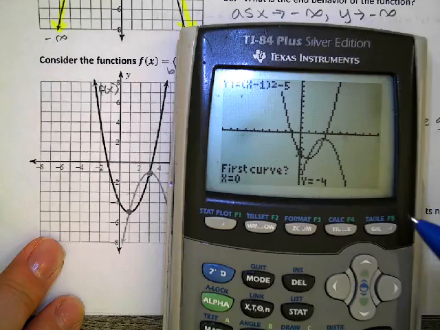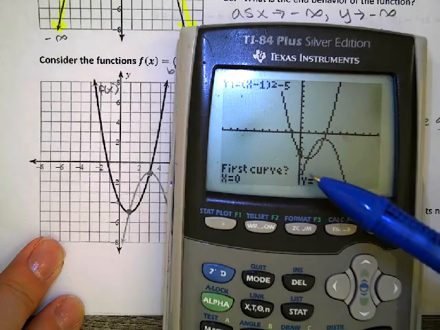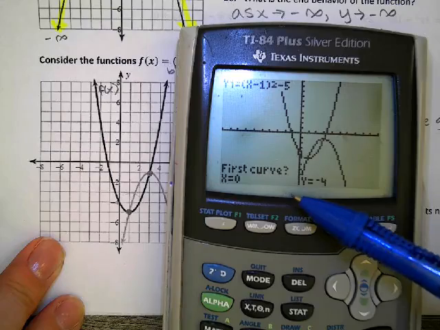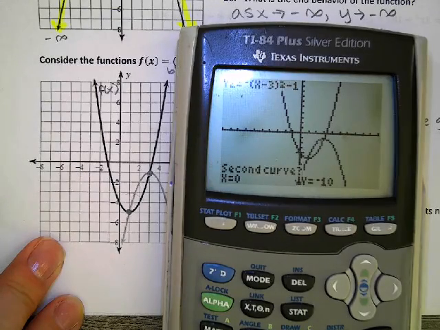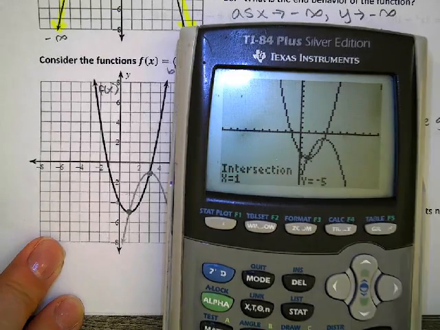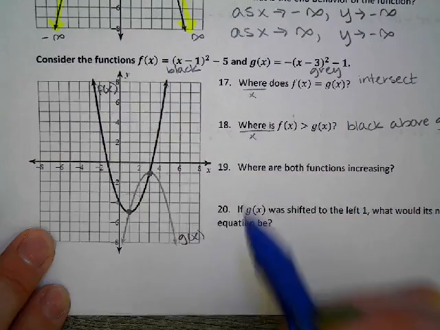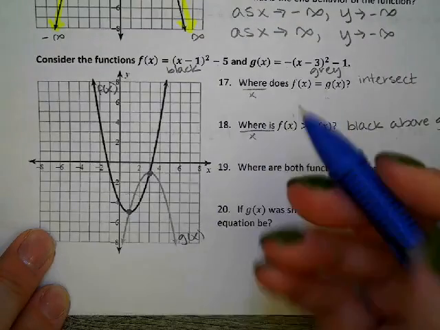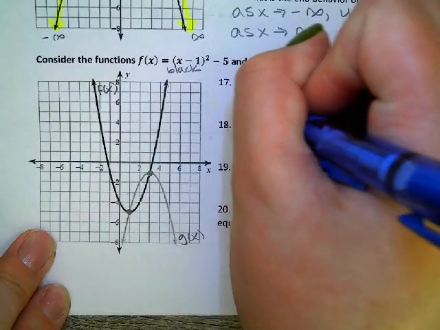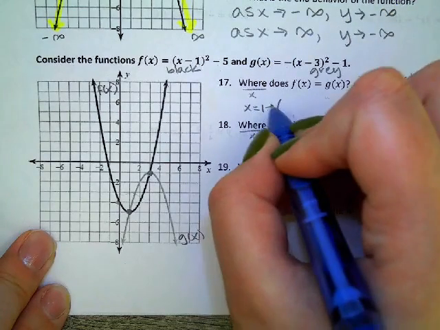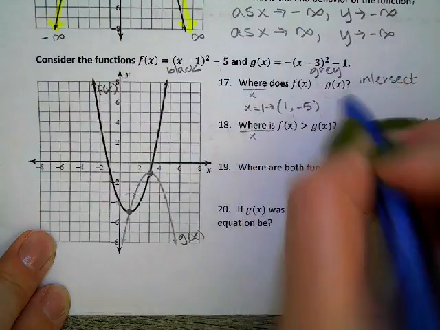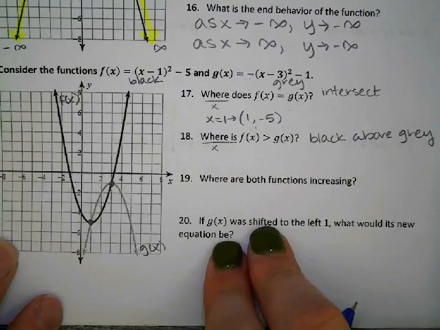The questions that it's going to ask are first curve, then second curve, then it's going to ask for the guess, which is always silly, and then we're going to get an answer. So I'm just going to press enter, enter, enter. Gives me this one. So the first answer is 1, -5. So where do they equal each other? Technically, the answer is just 1. X equals 1. So that's the point 1, -5 if you wanted the input and it. But technically, since it just says where, you only really need the X value.